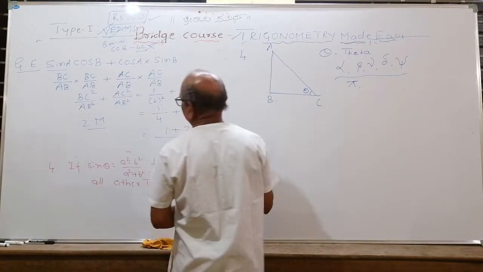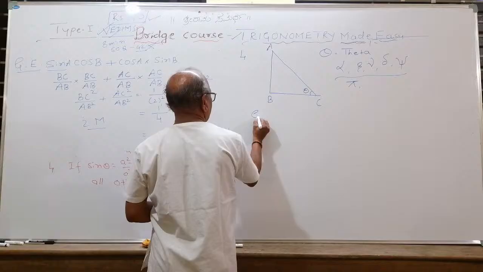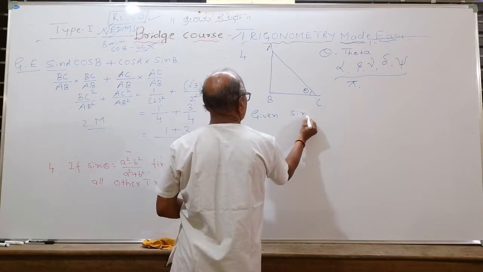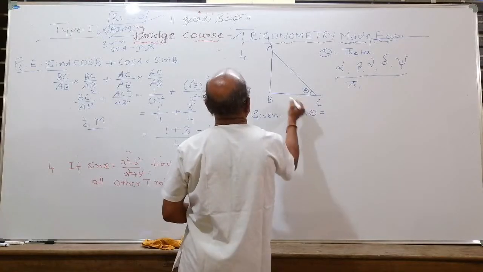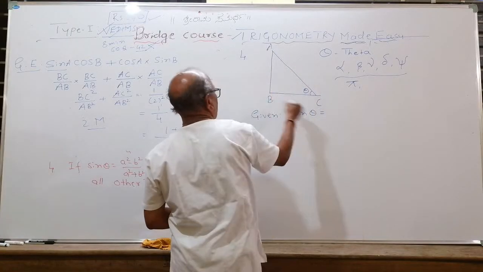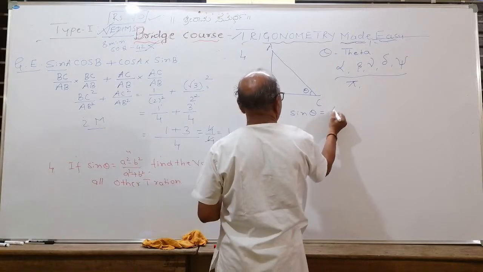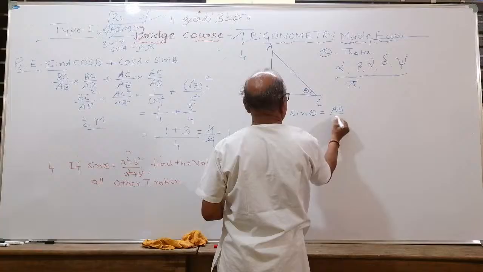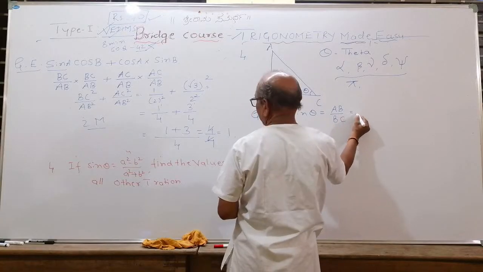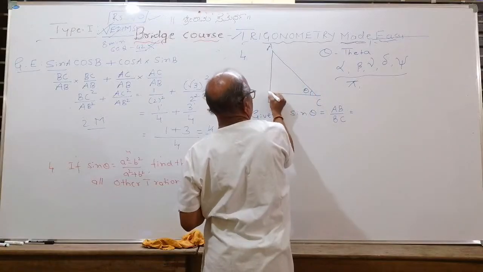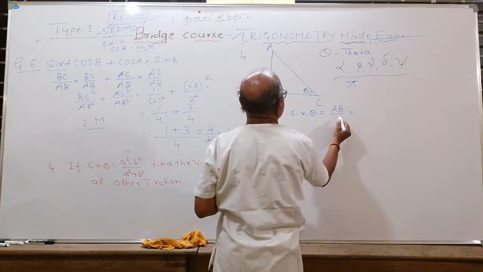Sin theta. What is sin theta? What are you given with? Given with sin theta is equal to opposite upon hypotenuse, AB upon AC. What have they given? Let us write: opposite is AB for sin theta. Sorry, hypotenuse is AC.